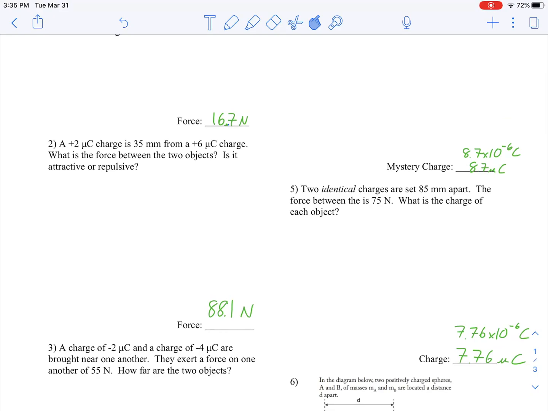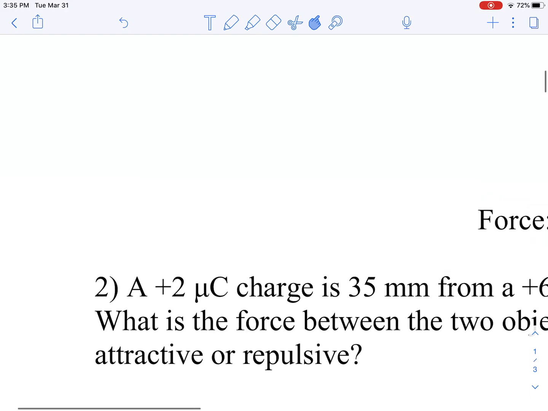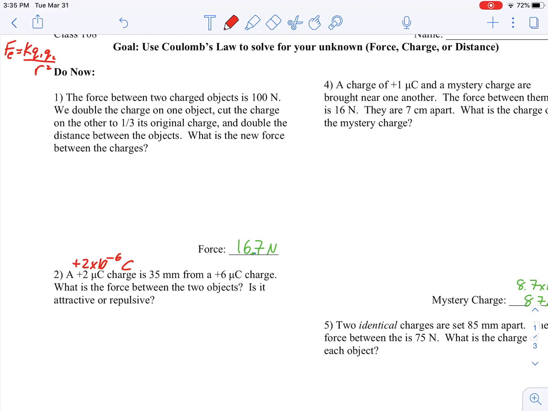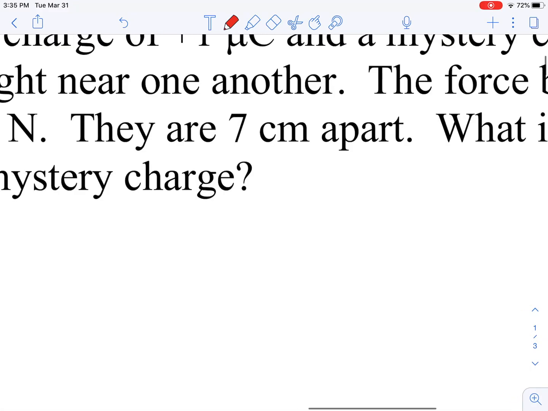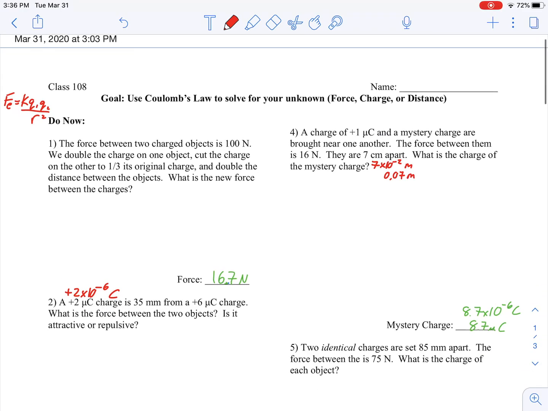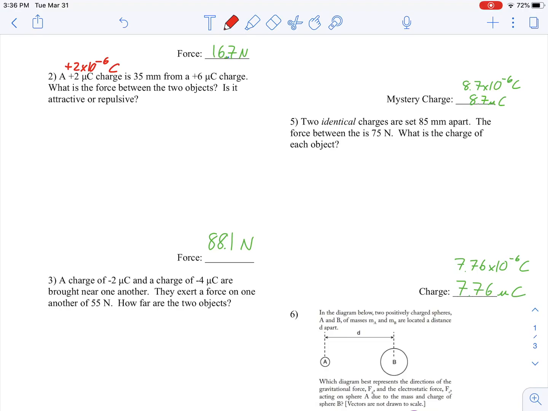Just a few things I want to point out first, though. First thing, make sure microcoulombs, remember, micro is times 10 to the negative 6th. So for example, this one would be like 2 times 10 to the negative 6th coulombs. Centimeters, got to convert that. Centi is 7 times 10 to the negative 2 meters, or 0.07 meters. So make sure you do that. Everything's got to be in standard units before you even start.